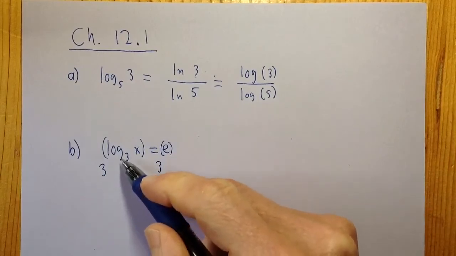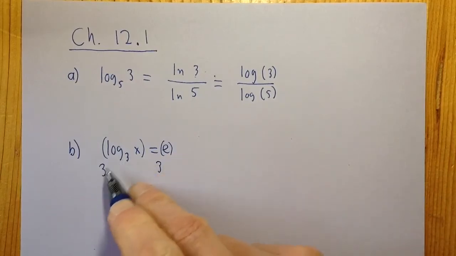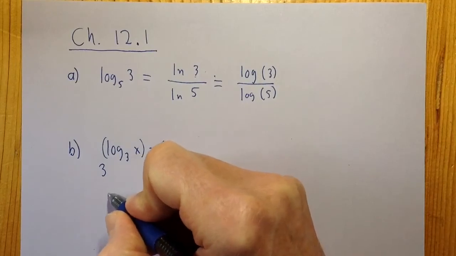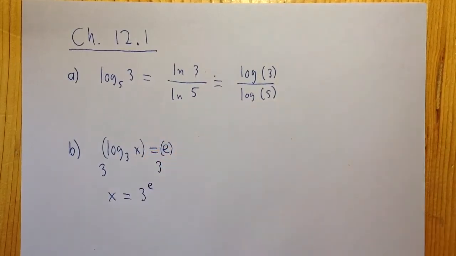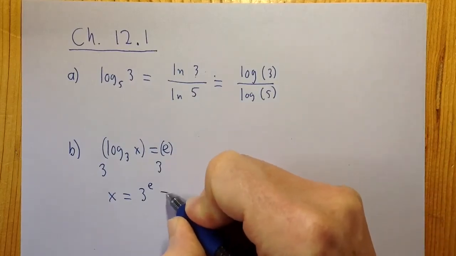3 and log 3 cancel. That's the whole point. They're inverse functions. So over here we're just left with x, and x then is equal to 3 to the e power, which you plug into your calculator and you get the answer.